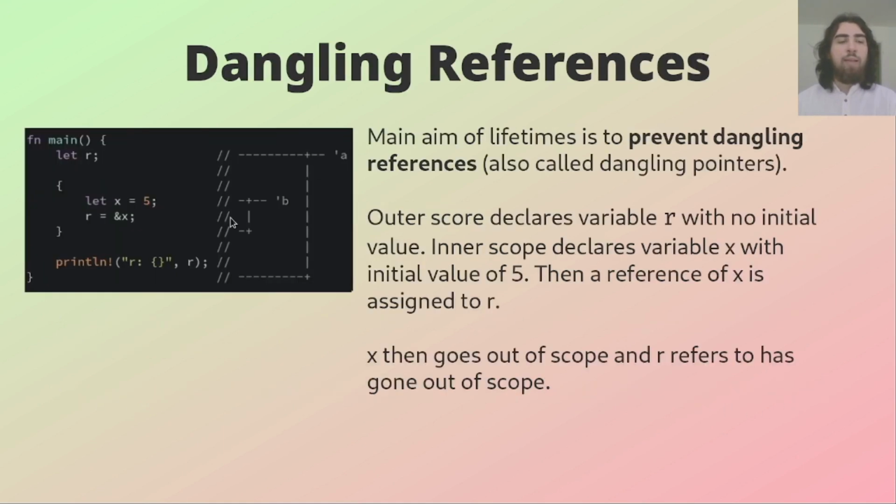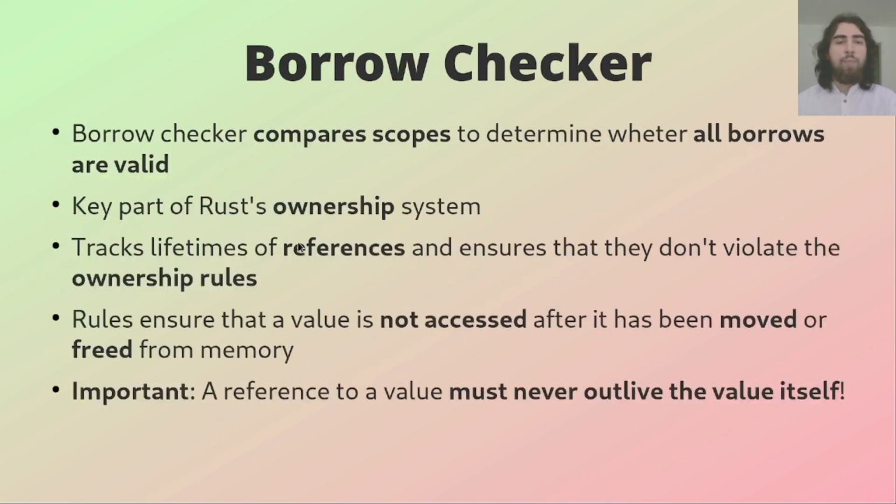So when we go back here, as you can see, we have a reference to value 5. Now the problem is that this reference outlives the value itself, meaning x, holding this value we are referencing, goes out of scope, so the reference lives longer than the actual value it is referring to. All right?